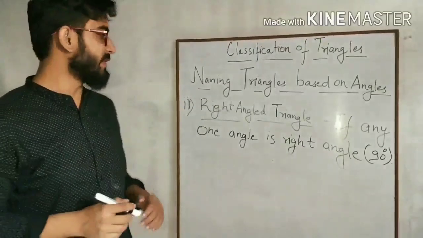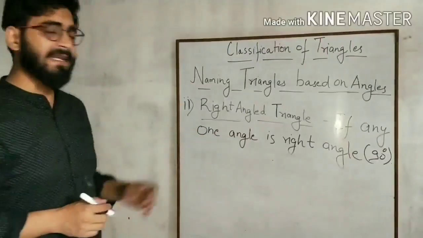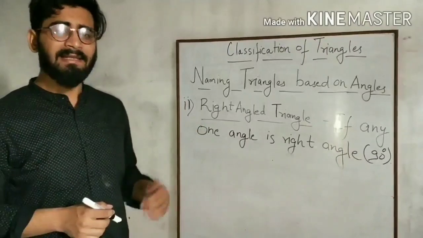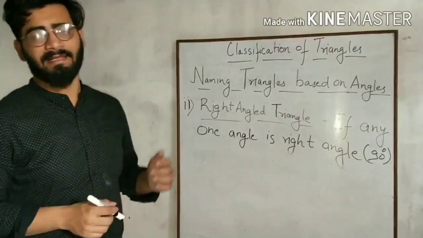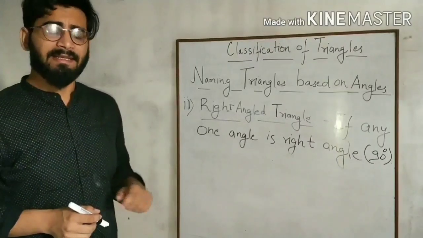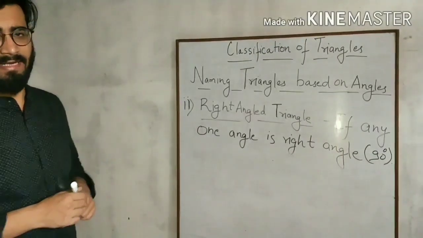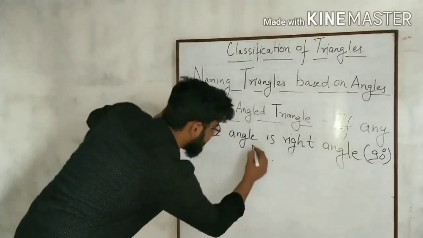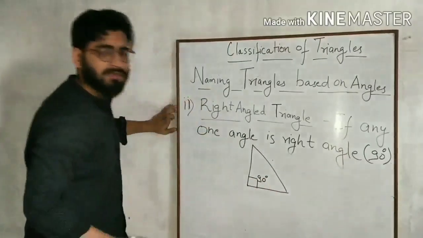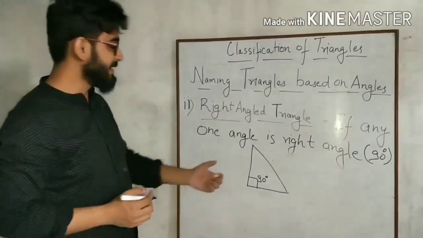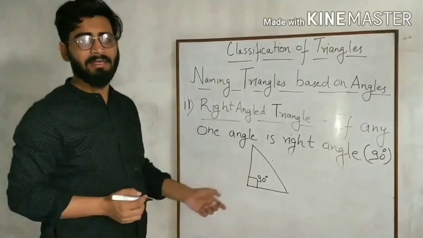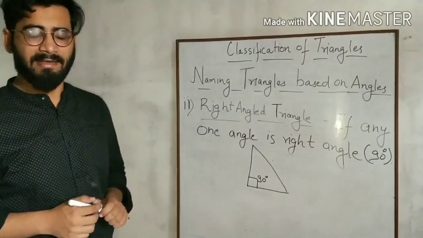Now the second type of triangle based on angle is the right angle triangle. What is a right angle triangle? If any one angle is a right angle, then the triangle is a right angle triangle. Means if any one of the angles of the triangle is 90 degrees, then the triangle is a right angle triangle. Look here, suppose this is the triangle, then this angle is 90 degrees, so it is a right angle triangle. Why is it a right angle triangle? Because one angle is a right angle.